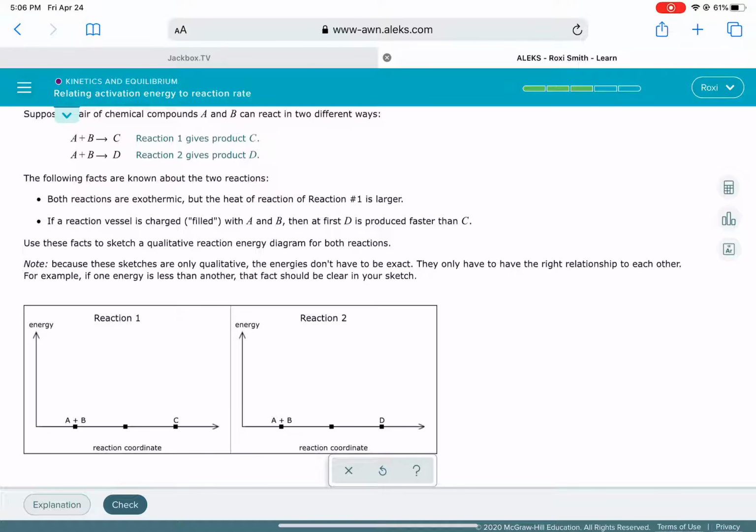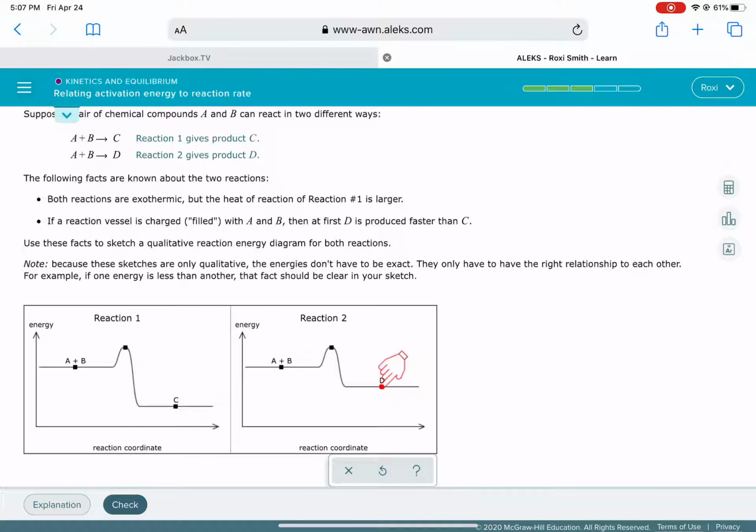So same thing again, we're starting with A and B. They've got to be at the same spot initially, so let's put them there. And our activation energy has to be higher, so we'll just give ourselves a positive activation energy. Now let's look at the information. The following facts are known. Both reactions are exothermic, so that means we have to go downhill. A and B have to be higher in energy than either one of our products. And I've got that covered. So my products are lower in energy, but they can't be the same. C and D have to be different. So we'll make them different.